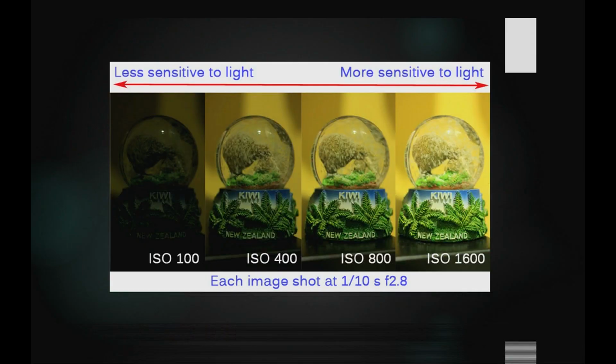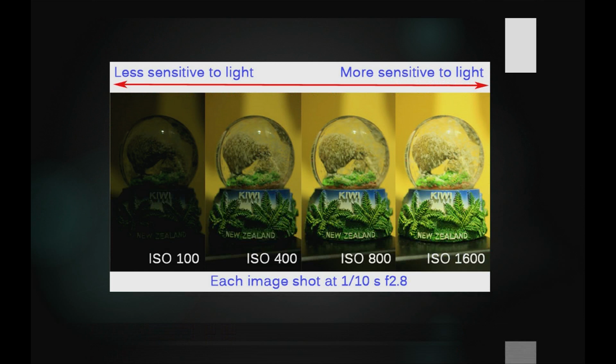So here are just some examples. By simply changing the ISO, I can go from having a very dark, underexposed photo to a well-exposed photo, just by changing that one thing, keeping my f-stop the same, my aperture the same, and my shutter speed the same.